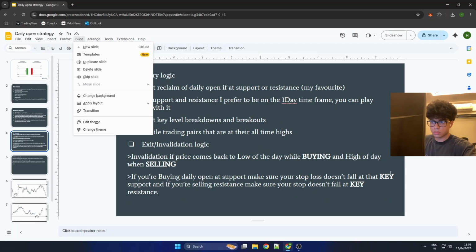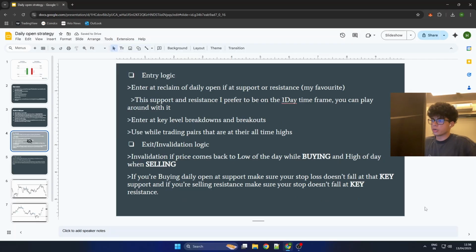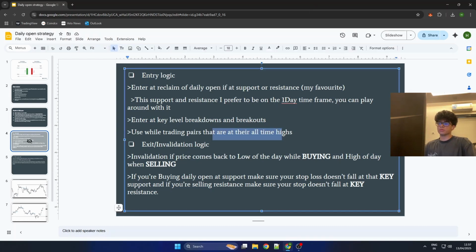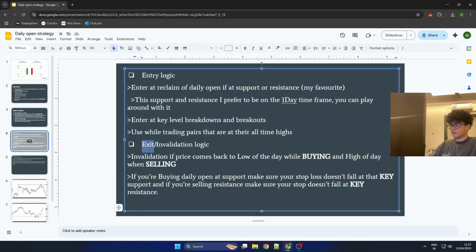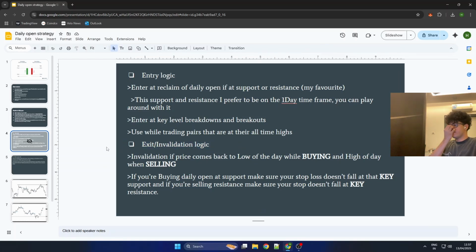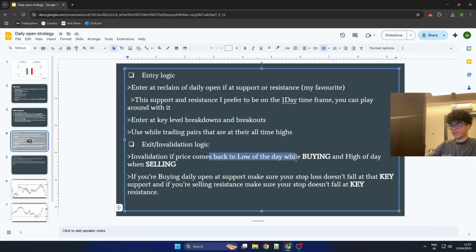Moving on. So moving on, let's look at where else you can use daily opens, right? You can also use daily opens while trading pairs that are at their all-time highs, right? Because when you're trading pairs that are at their all-time high, you don't really have ranges to play around with, right? So you can use a daily open for that too. Same logic. Let's look at our exit invalidation logic. Invalidation is if price comes back to the low of the day while buying and the high of the day when selling.